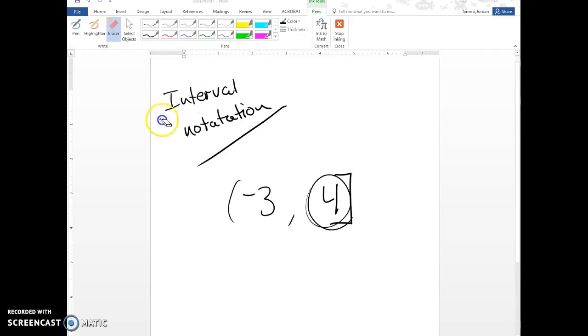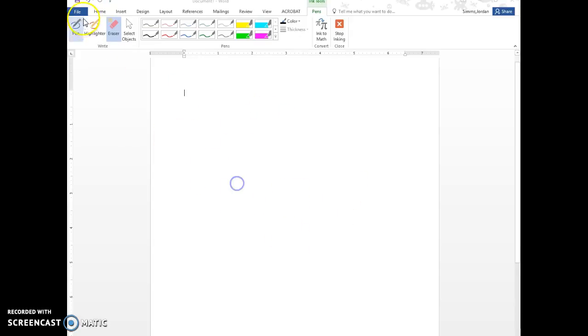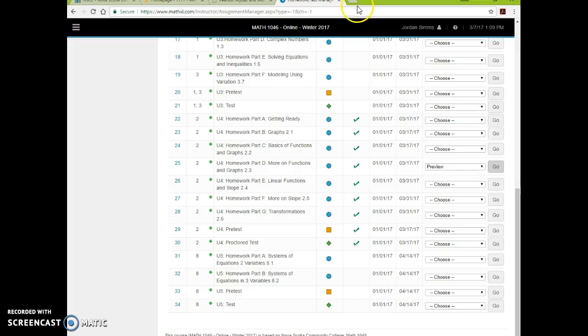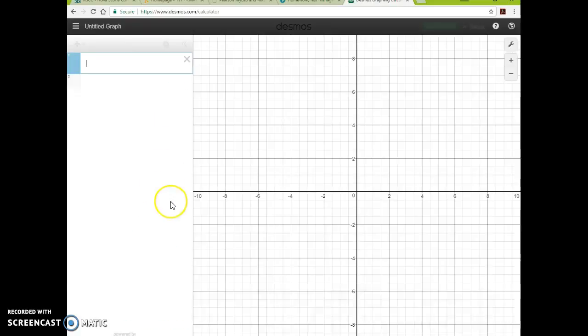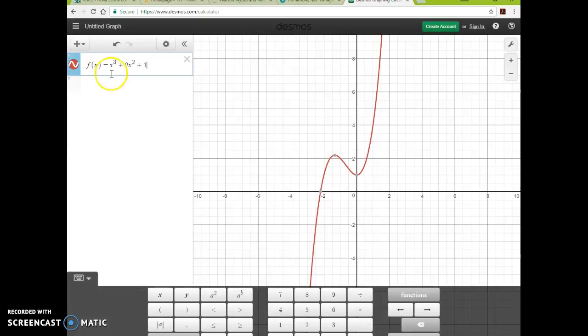Now, in general, that's using interval notation. What happens if we get a function, some weird function? Let me just pop into Desmos here and graph one. So here we have f of x equals x cubed plus 2x squared plus 1. I just made this up off the top of my head.